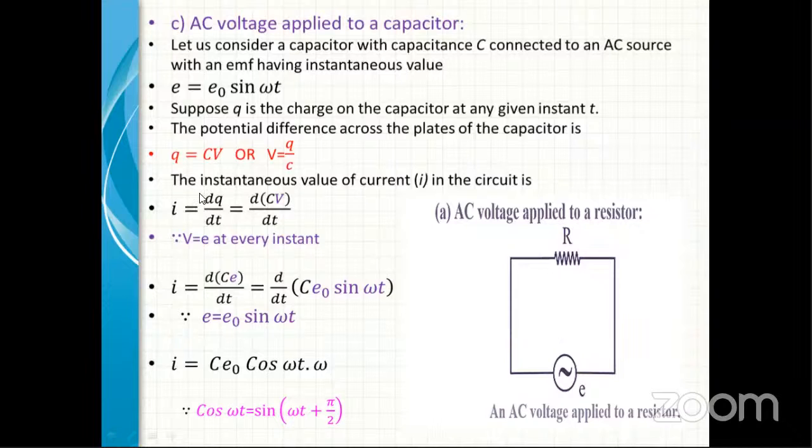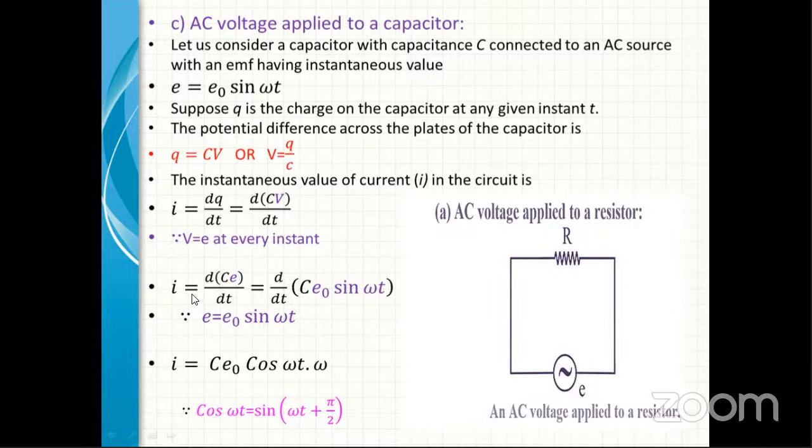Okay, the instantaneous value of the current. So we know the basic definition, I is equal to rate of change of charge, so dq divided by dt. Therefore dq is equal to, that is the CV. Q is equal to, put this value here, CV divided by dt. Therefore V is equal to E. Why? At every instant. म्हणजे तुम्ही ईच्या जागेवर V घेऊ शकता. तुम्हाला आधीच सांगितलेले आहे की they are playing the same role here.